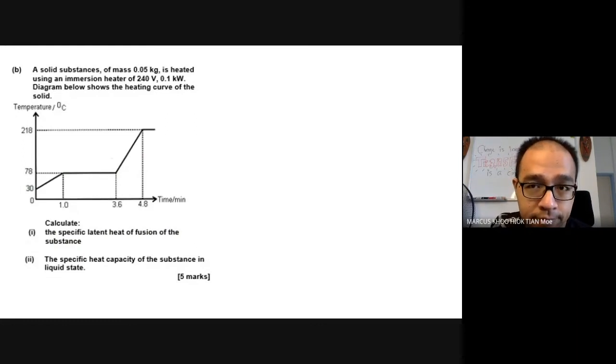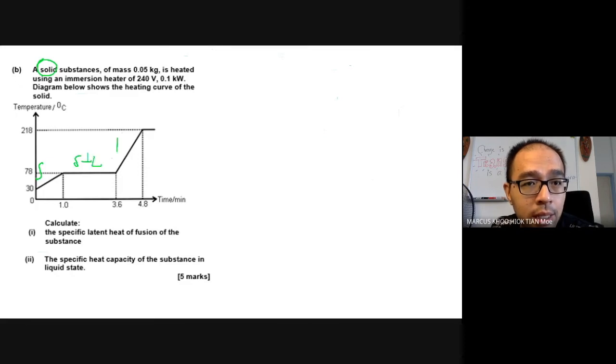Calculation. Let's do this. Calculate the specific latent heat of fusion of the substance, and the specific heat capacity of the substance in the liquid state. So we need to talk about this. Originally it's solid. This is the same as the first question. So this is solid, here is solid plus liquid, and here is liquid.